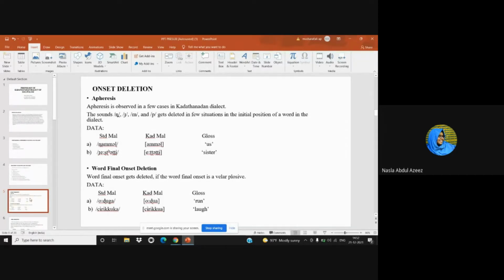And we have word final onset deletions also. In most of the cases it is about verbs; I got examples only with verbs. Oduga in standard Malayalam becomes Odua in Kadathanadan dialect. Here the word final onset g gets deleted and there is a vowel cluster happening there. And Chirikuga becomes Chirikua. Here the word final ku gets deleted.